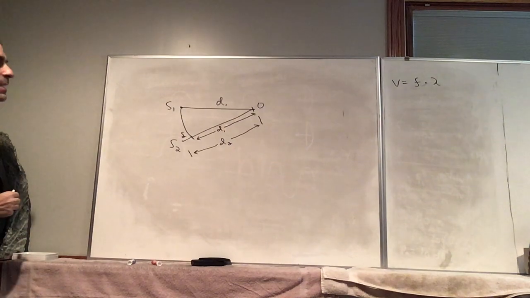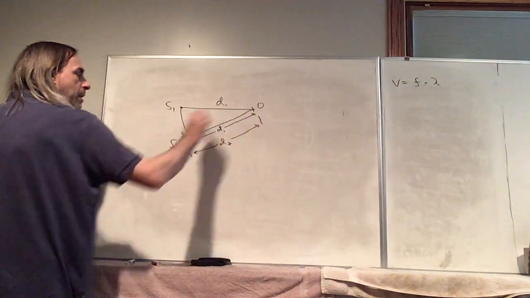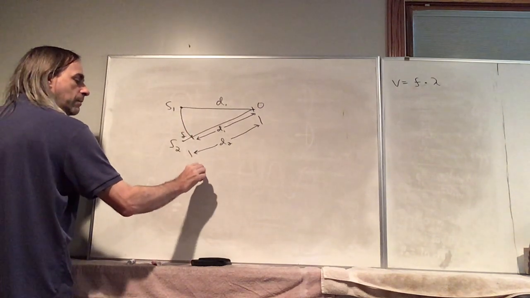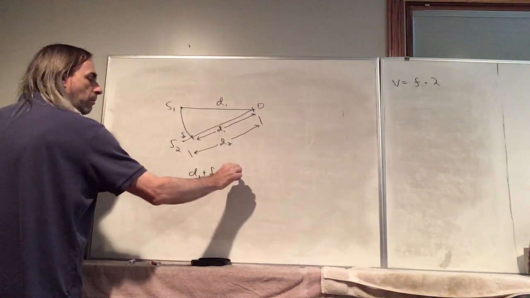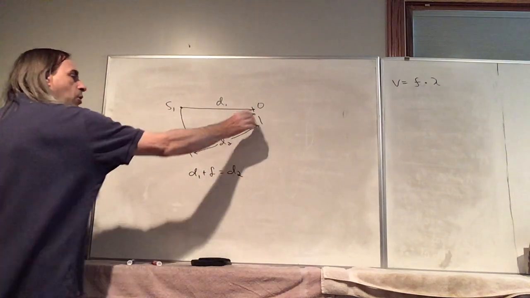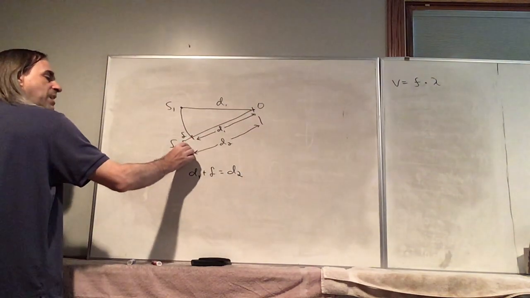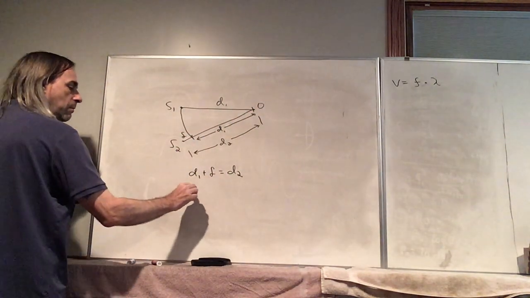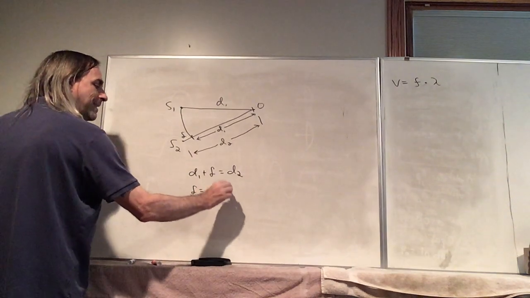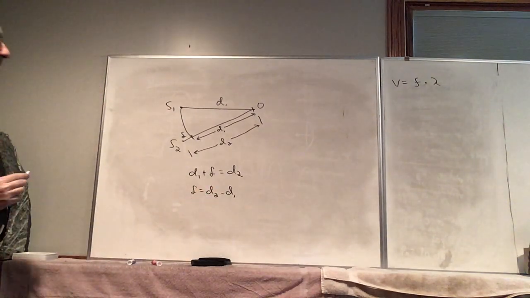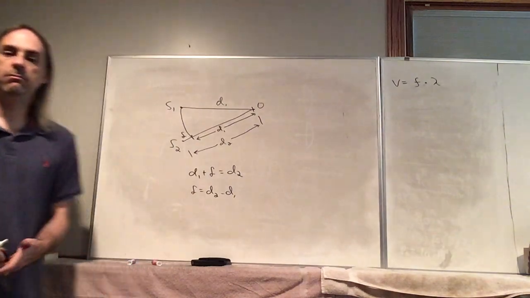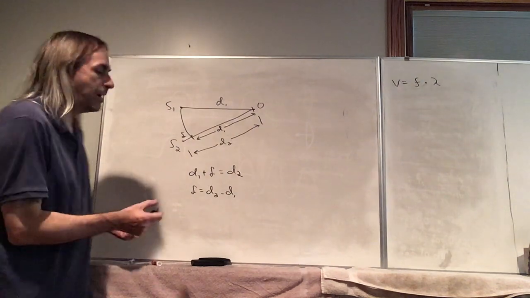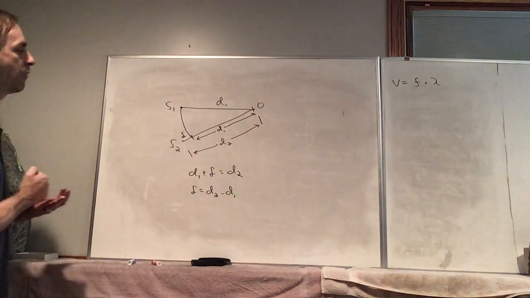And it's very easy to see that, just going from the observer to the source, for example, D1 plus delta equals D2. Going from the observer to the source, here we can see it's D1 plus delta, or here it's just D2. And so delta equals D2 minus D1. So delta is the difference in the distances between the two sources and the observer. And for that reason, it's called the path length difference.